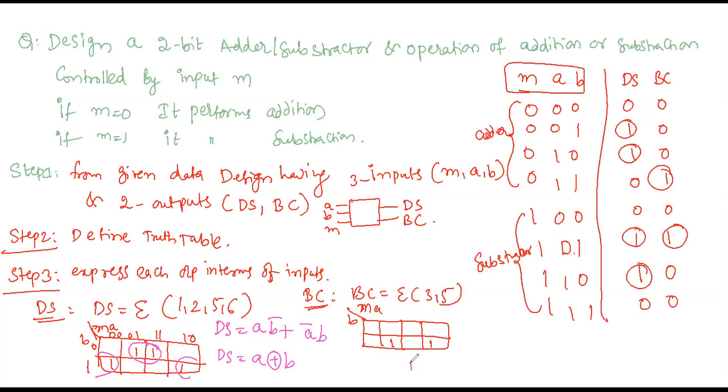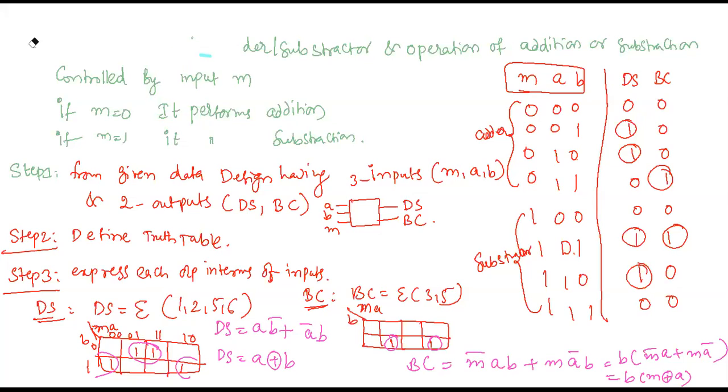Now BC. These two are not adjacent, so you have to write individual terms. M bar A B. Next, M A bar B. You can take B common, so you get M bar A plus M A bar, which is nothing but the XOR operation. So M XOR A. So you got the expression. So the final step is to draw the logic diagram.